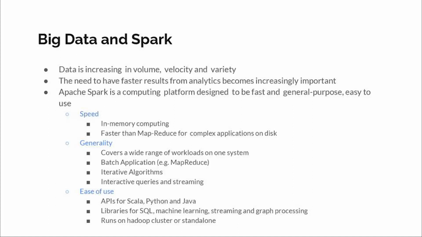Talking about Apache Spark, it is an open source unified analytics engine for large scale data processing. Spark also provides an interface for programming clusters with implicit data parallelism and fault tolerance. The major advantages of using Apache Spark are, first, speed; second, it covers different types of workloads on one system; and third, it's very easy to use and work with since it has APIs in Scala, Python, and Java.